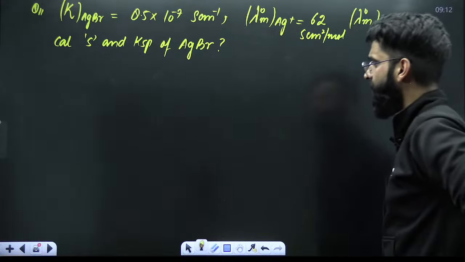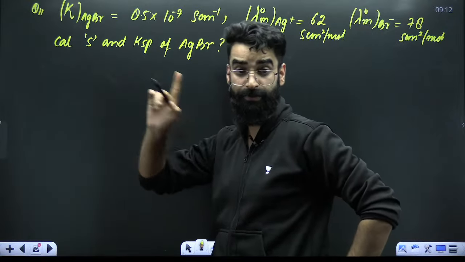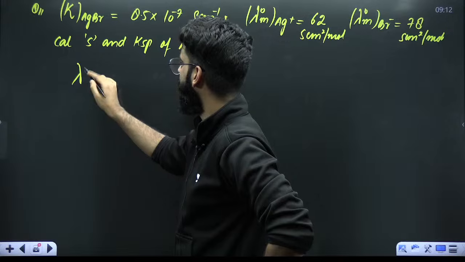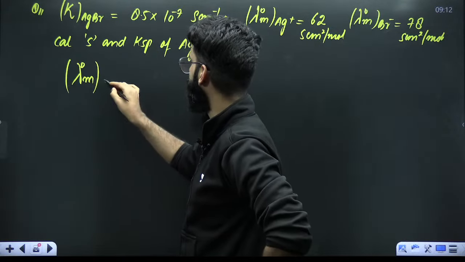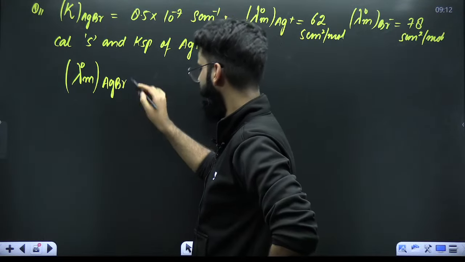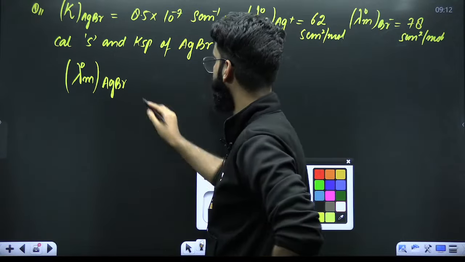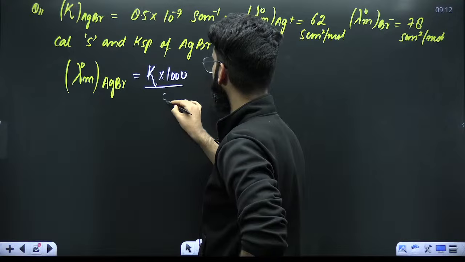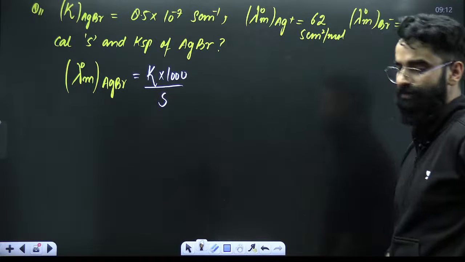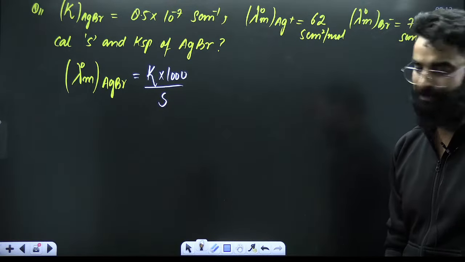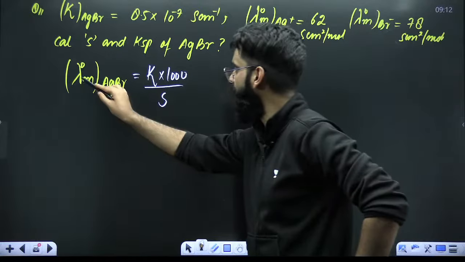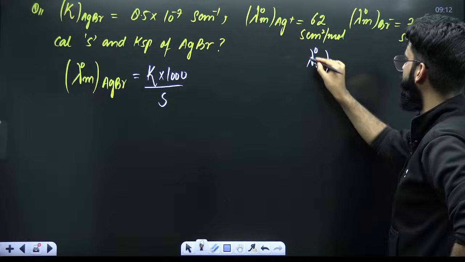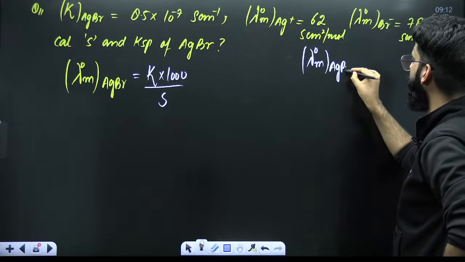My dear students, it's a very simple question. First of all, you have to calculate solubility, right? To calculate solubility, you can write molar conductivity at infinite dilution of AgBr. How much is that as per the formula? It's going to be kappa multiplied by 1000 divided by solubility, correct? This is the expression which you have to use somehow. But as per the question, lambda naught m of AgBr is not given to me. Molar conductivity at infinite dilution for AgBr, this is not given to me.